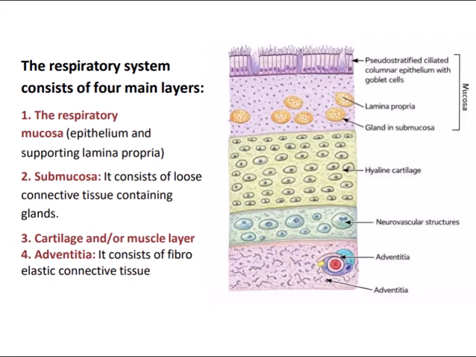The respiratory system consists of four main layers. We have the mucosa. This is the first layer that touches air. It has two parts. The epithelium is called pseudostratified ciliated columnar epithelium. As we said before, most of the respiratory system is made up of pseudostratified ciliated columnar epithelium. It contains cilia.